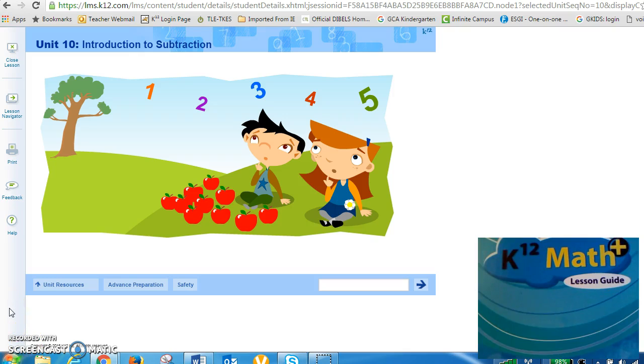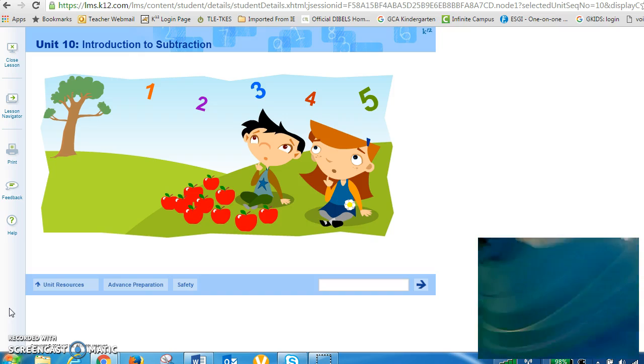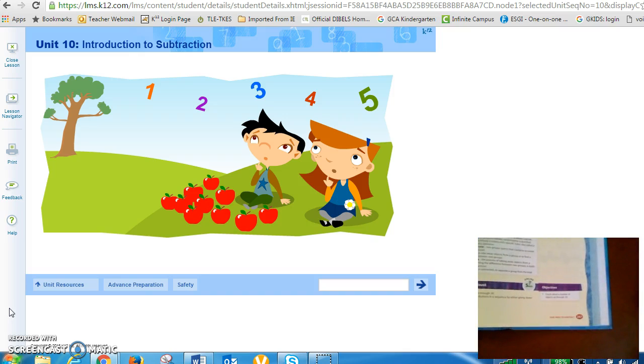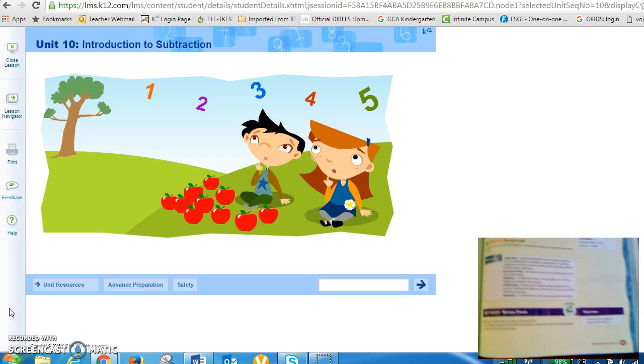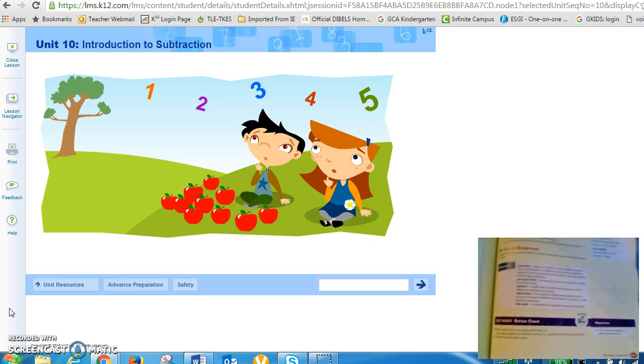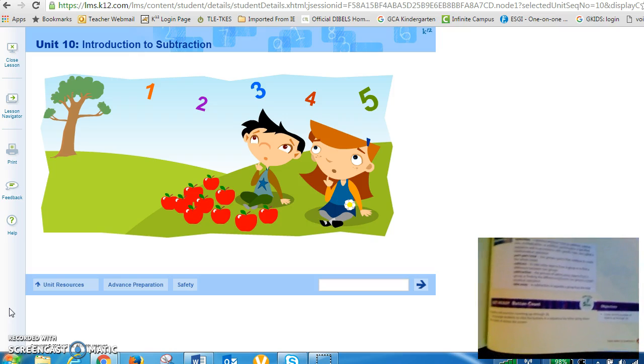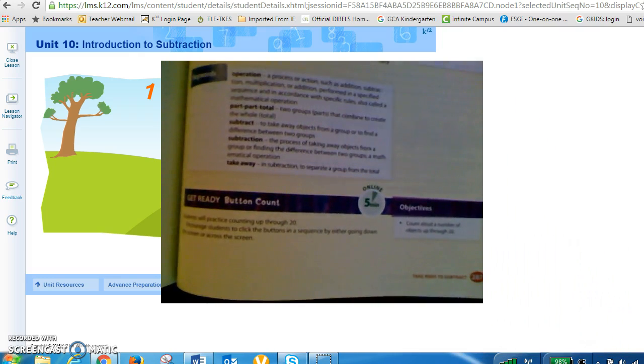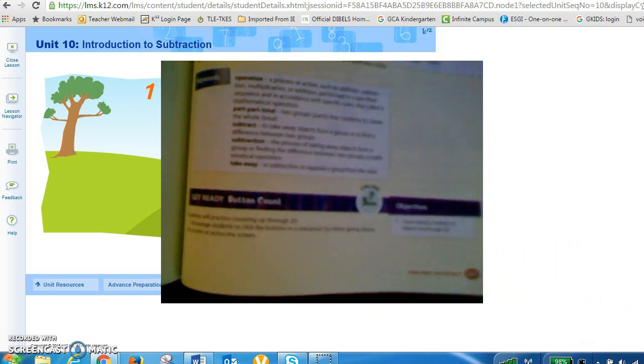Now that you're ready with your materials, turn to your lesson guide, page 287. We're going to look at the terms for subtraction. I'm going to make this section larger on your screen, and we'll return to the online lesson in just a second.